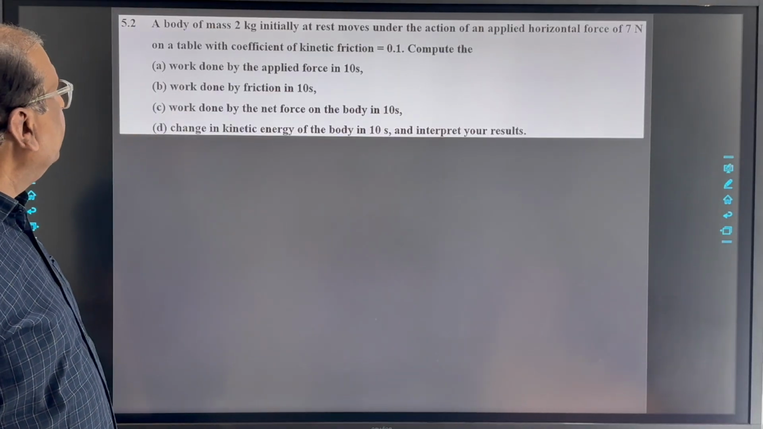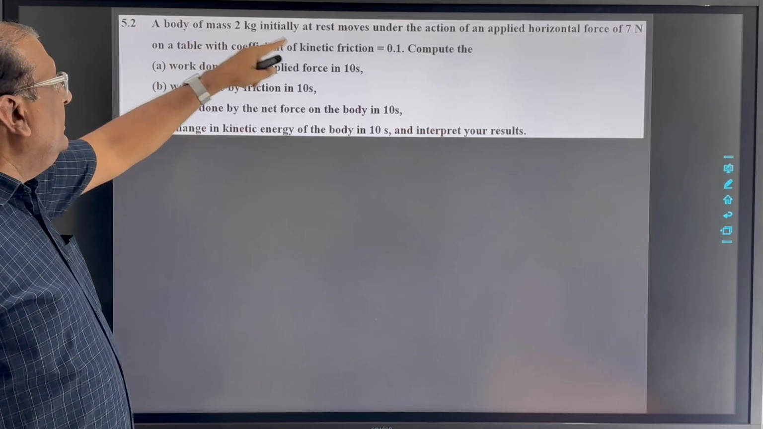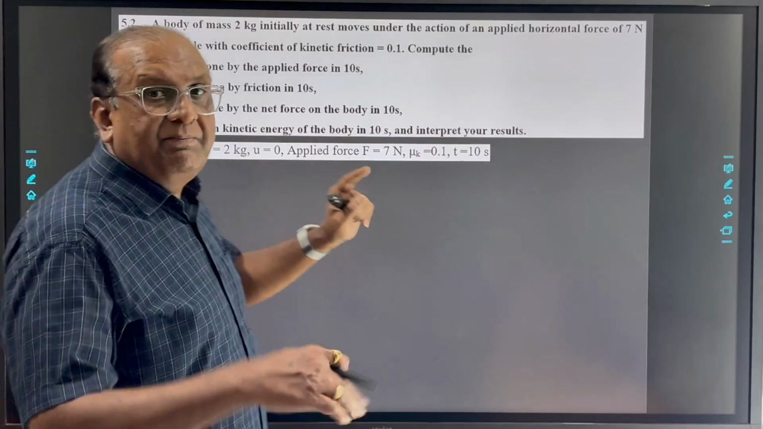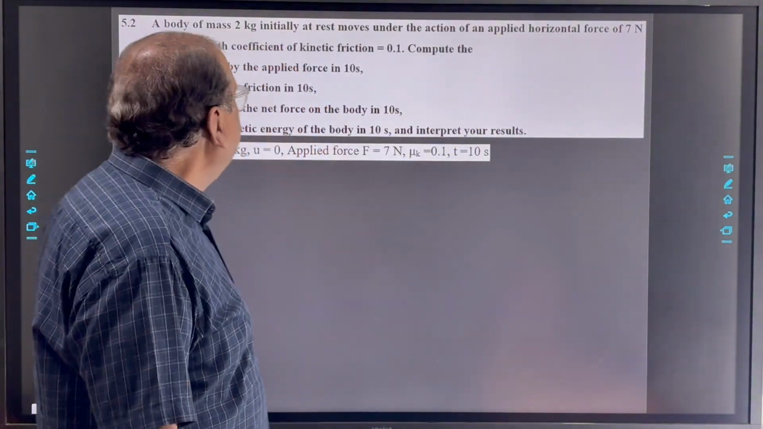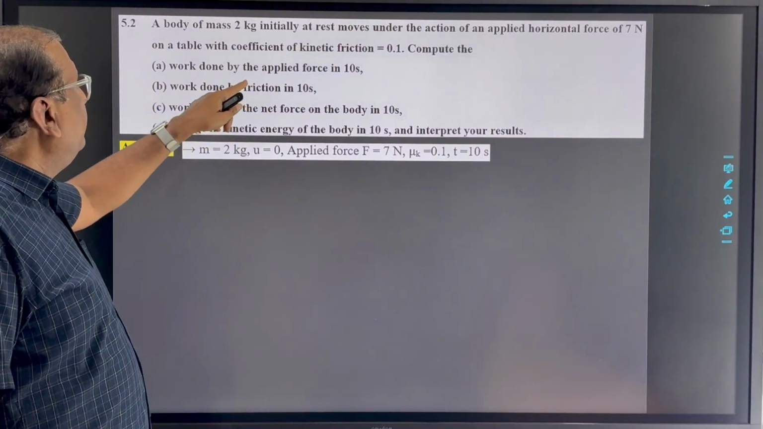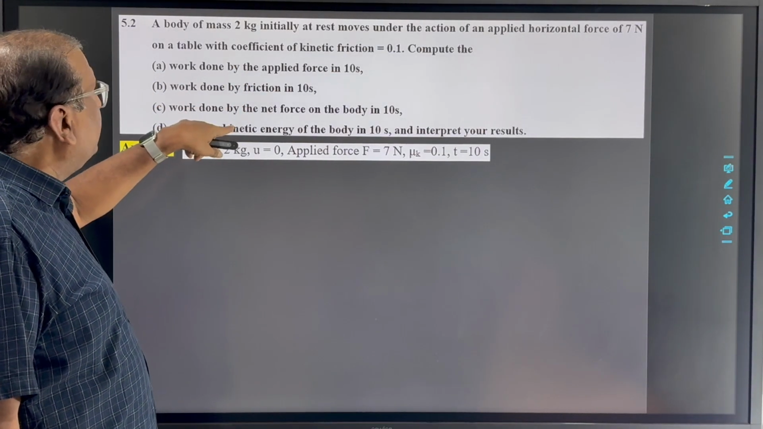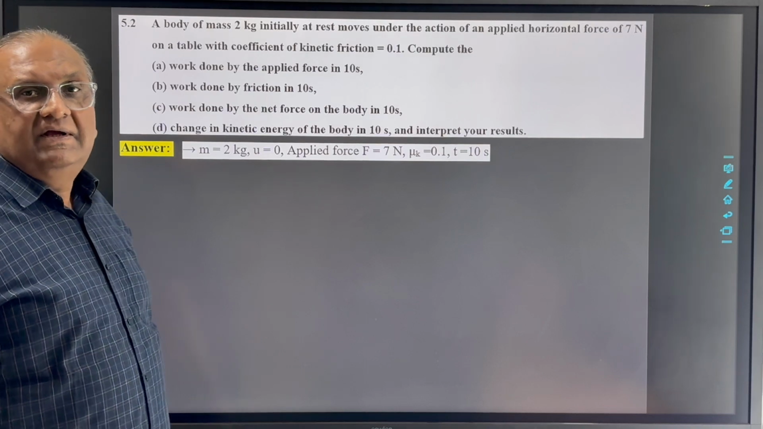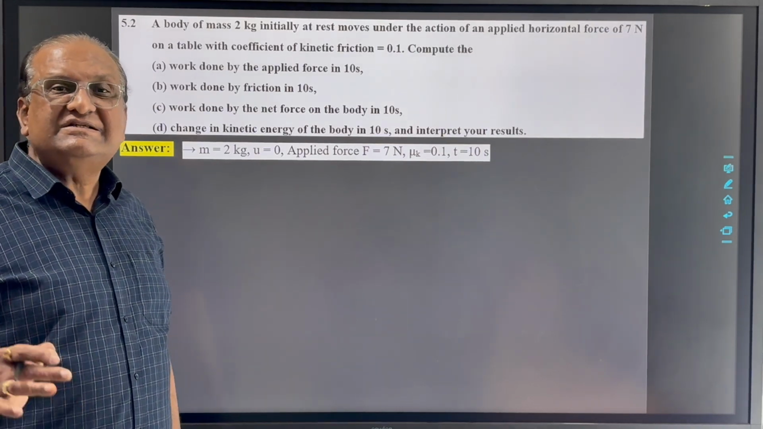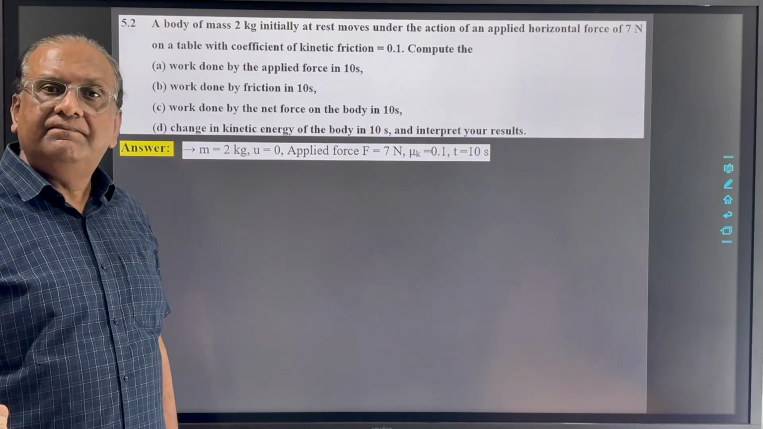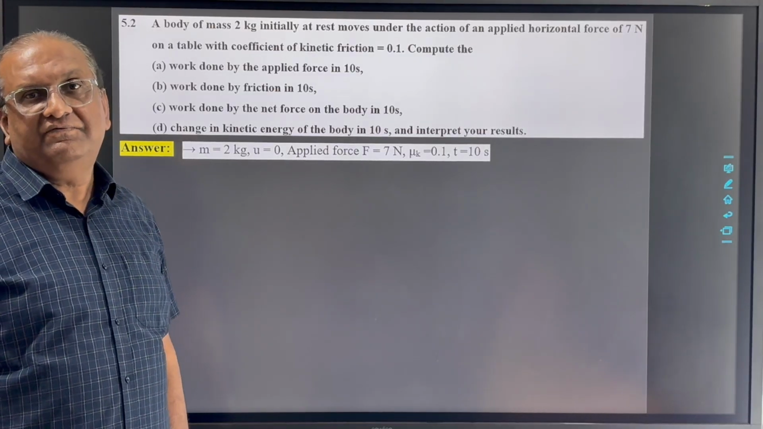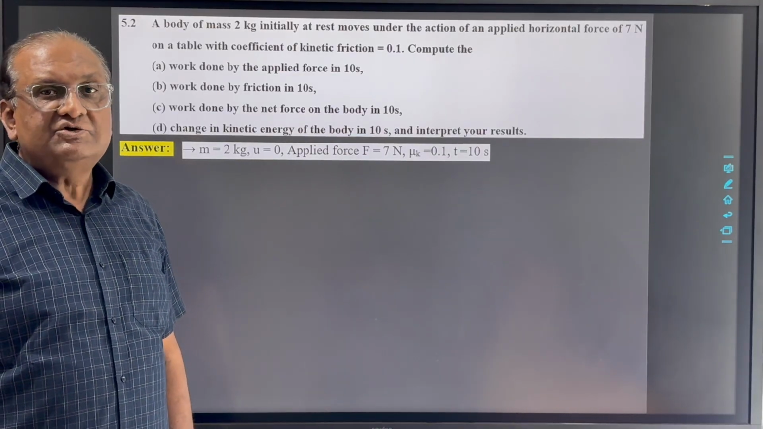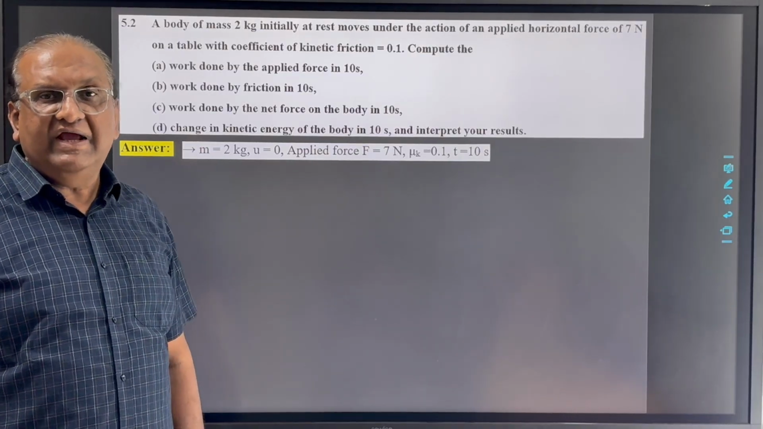Okay. Now see here. The mass of the body is given to you. Initially it is at rest, meaning the initial velocity is 0. Then the applied horizontal force is 7 Newton. Now here we want to compute work done in these different cases in 10 seconds. So under the effect of this net force, we first have to find out the displacement of the body, because work done is force into displacement. So in 10 seconds, what is the displacement that we have to find?